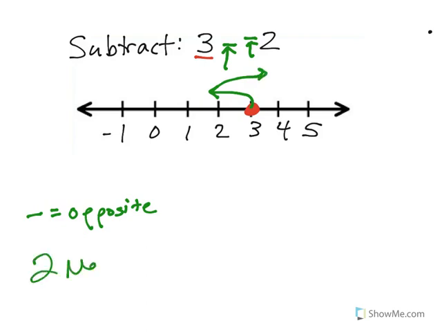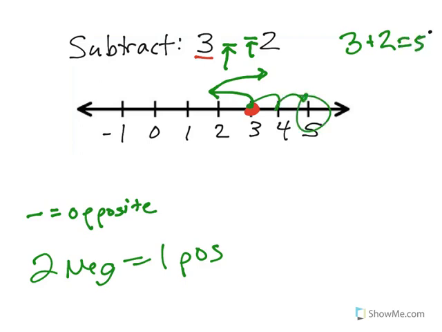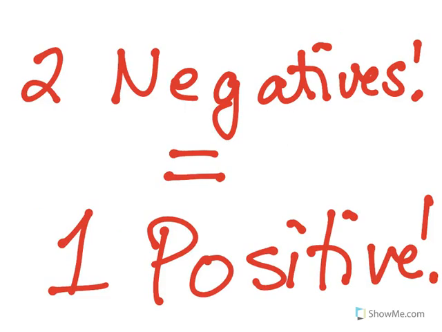So 2 negatives equals 1 positive. So when I see 2 negatives, instead of taking 3 minus negative 2, that's the same as 3 plus 2, and I end up at 5. And that's the idea we're taking with us, that 2 negatives equals 1 positive. Anytime you see 2 negatives, that's the same as a positive answer. Okay? If you only have 1 negative, then you continue on your negative way and you're negative.